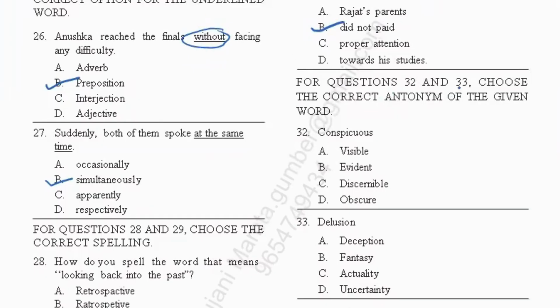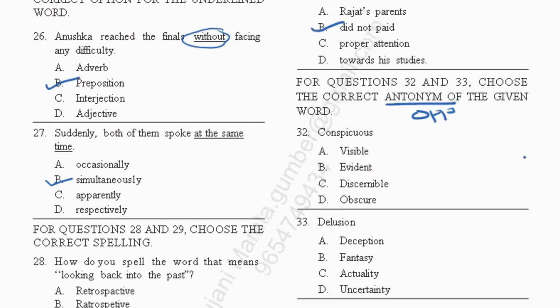For questions 32 and 33, choose the correct antonym. It means you have to find the opposite of the given word. Conspicuous means something that is clearly visible or that can be seen easily. Now, visible can't be the opposite. You can consider that a synonym, but not an antonym.